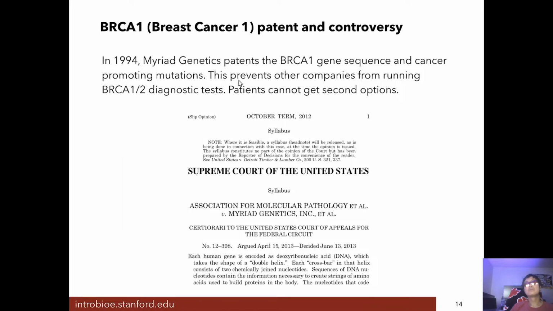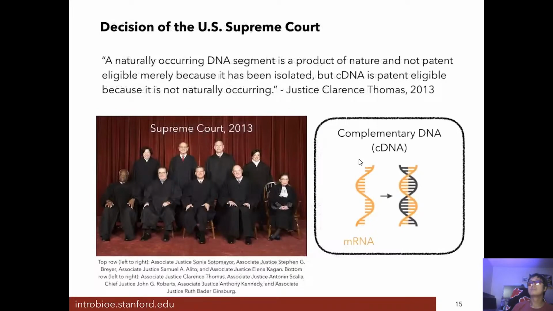They have no competition, and patients can't get a second opinion. So if Myriad Genetics comes back and says, no, you're fine, you don't have this BRCA1 mutation, but a patient sees so much familial history of breast cancer or ovarian cancer and they want a second opinion, there's no place to get one. And so this actually causes a legal battle. Myriad Genetics is sued by the Association for Molecular Pathology, and this case goes all the way to the Supreme Court.